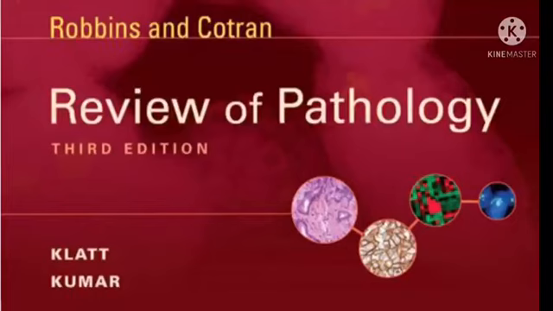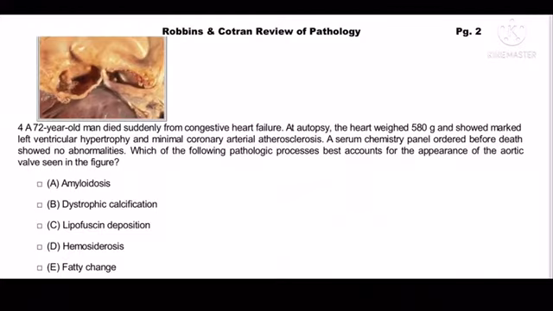Today I am going to discuss some questions from the Robbins and Cotran Atlas of Pathology. The first case is a 72-year-old man who died suddenly from congestive heart failure. At autopsy, the heart weighed 580 grams and showed marked left ventricular hypertrophy and minimal coronary arterial atherosclerosis.